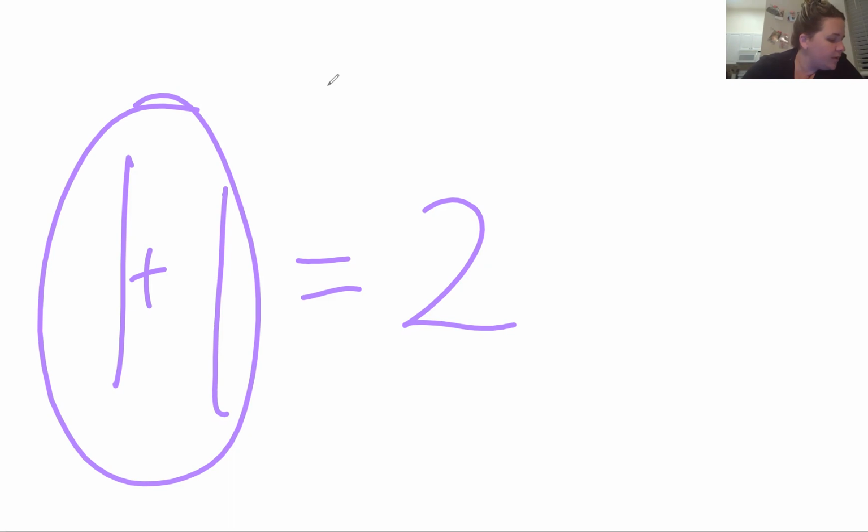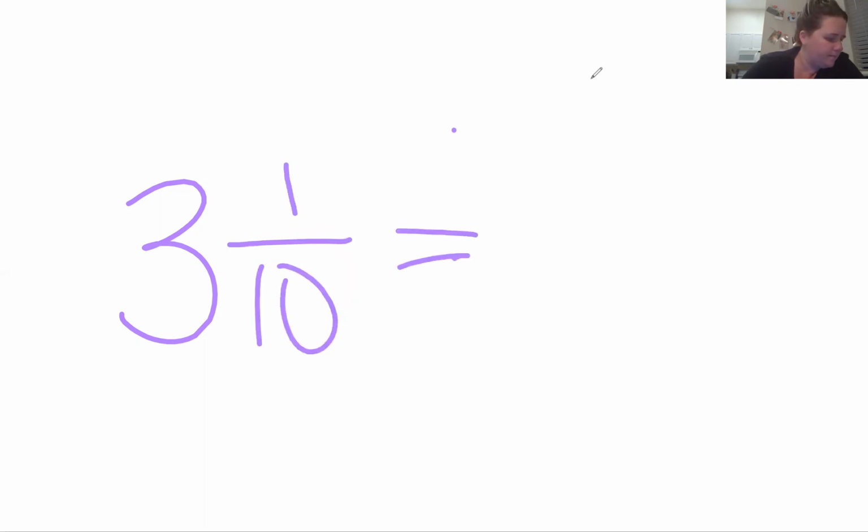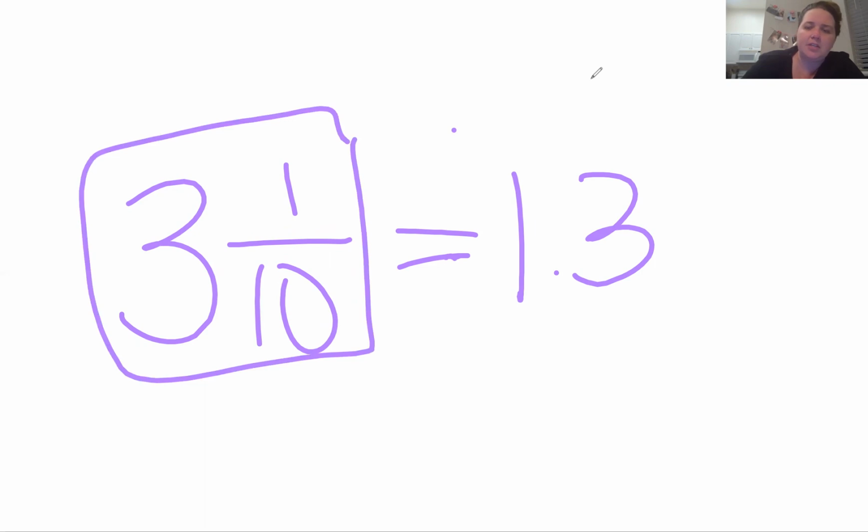I'll do number 30. Does 3 and 1/10, hold on, get rid of that little dot there, 3 and 1/10 equal that? What's the first thing I do? If I'm looking at this, first I draw my decimal point and I ask myself, what do I have in the ones place? How many wholes do I have?